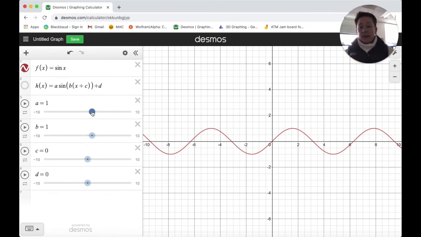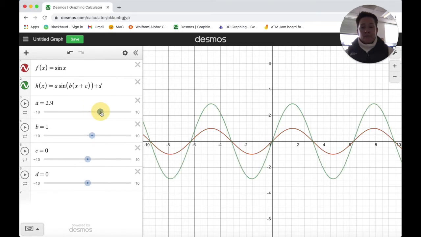So let's start with increasing the value of a. So here I'm going to go ahead and graph. I've made sliders for A, B, C, and D so I can see how each one affects the graph individually. So right now they're all set so that the graph of h is really just the graph of the parent function sine of x. So if I increase A, say to 2.9, we see that it ends up being a vertical stretch of the graph.